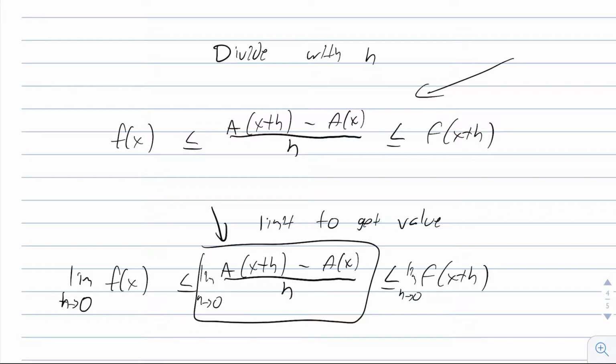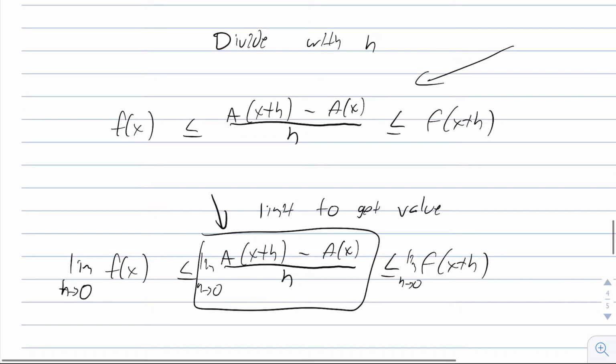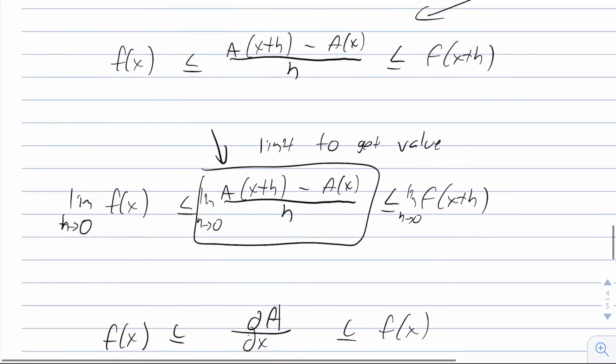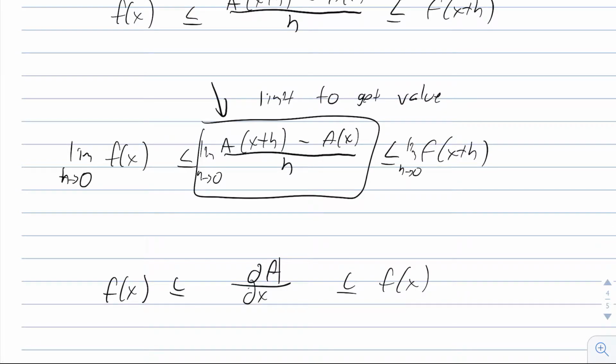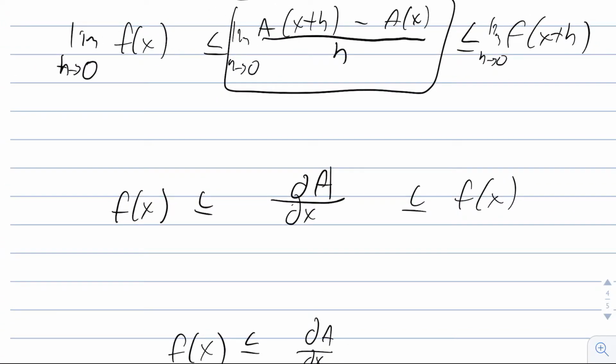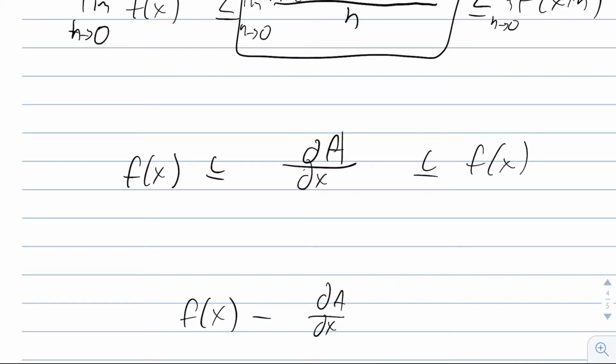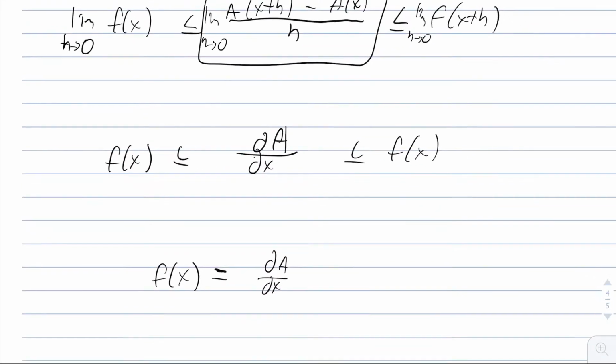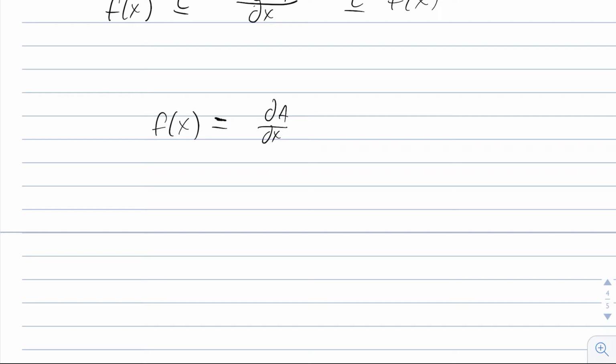And, you know, the limit as h goes to 0 of f of x, well, that's just going to be f of x. That h is going to simply disappear, so we're going to have f of x on both sides, but we can just say that this is the derivative of A with respect to x, or dA/dx, and that's going to end up being equal to f of x. So we know that the derivative of the area with respect to x is going to be f of x.